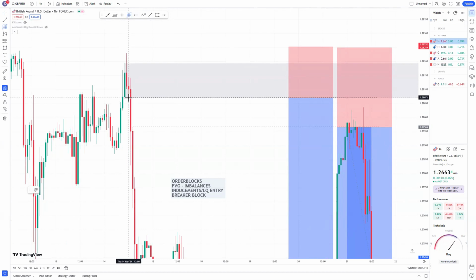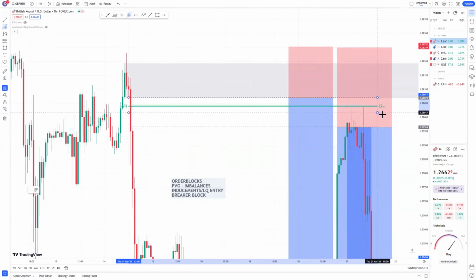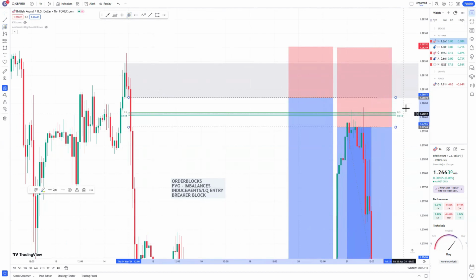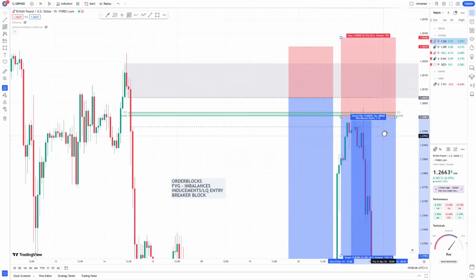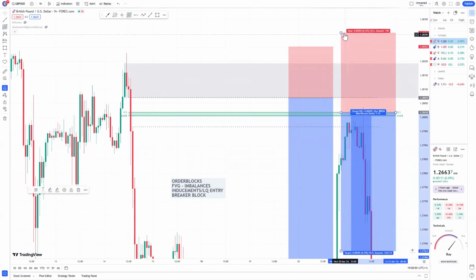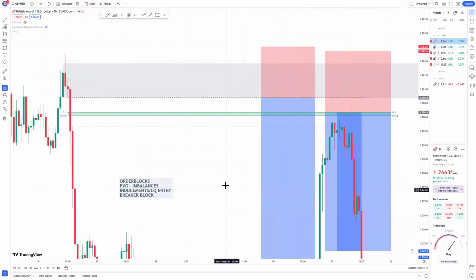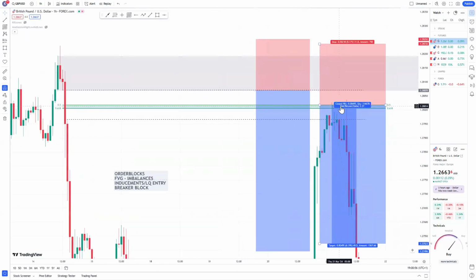All you have to do is draw your gang box from the beginning of the fair value gap to the end. You extend it. Now this is my 50%. So assuming you refined it using this, you'll have gotten your entry here, and your stop loss would have reduced also. And what happened here? You have got a sniper entry.